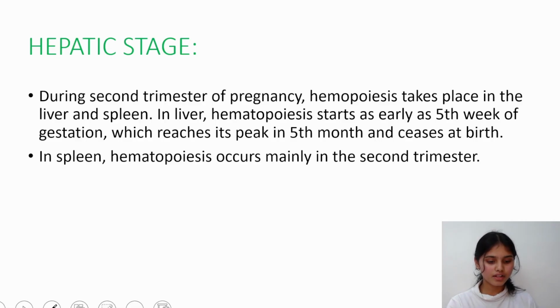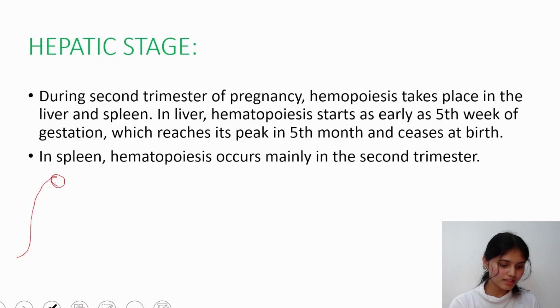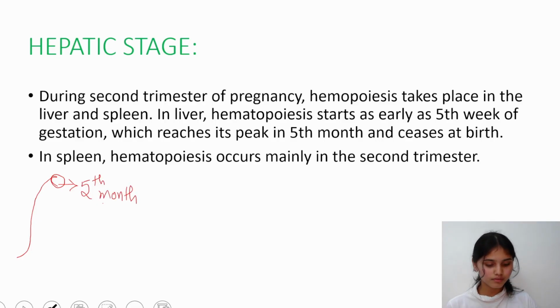So during the second trimester of pregnancy, hematopoiesis takes place in the liver and spleen, starting as early as the 5th week of gestation, and this hematopoiesis in the liver and spleen will reach its peak at the 5th month. Alright, so you can consider the graph to go like this and reach the peak. This peak happens mainly at the 5th month. That is what you can remember through this graphical representation.